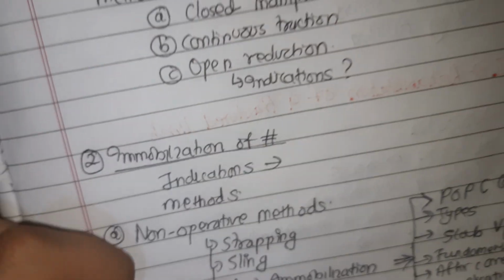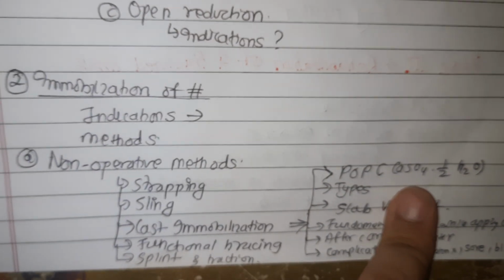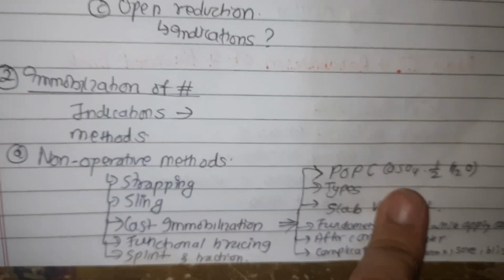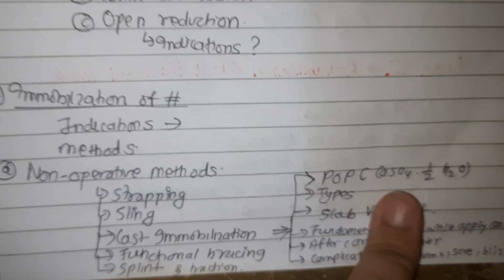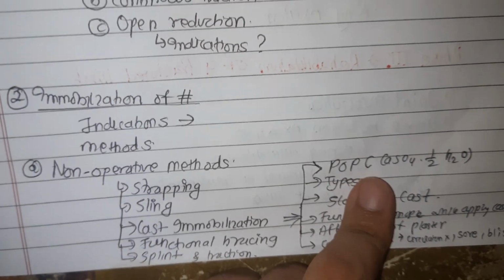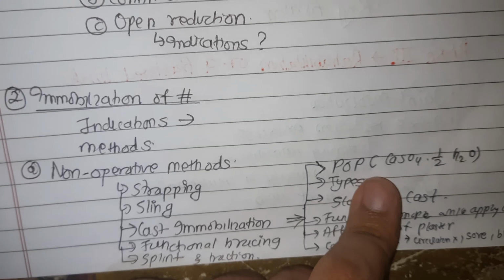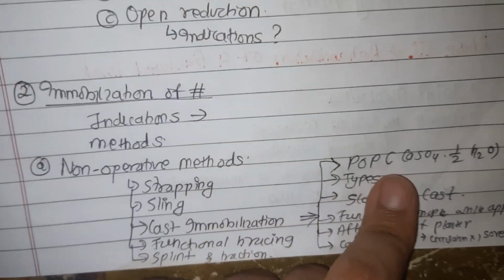And now we'll talk about cast immobilization. The cast immobilization is the most common method of immobilization. The plaster of Paris cast has been used for a long time, and very lately the fiberglass casting tape has also become popular. The fiberglass casting tape provides a durable, lightweight, and radiolucent cast.